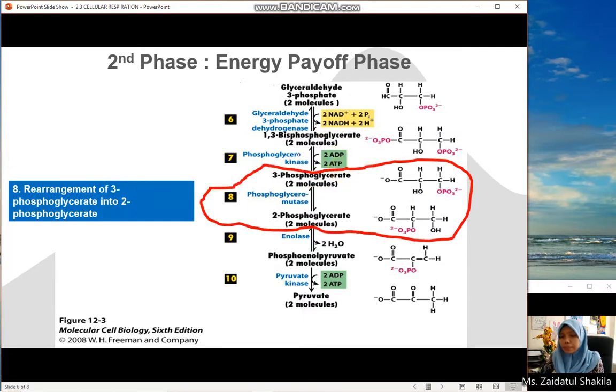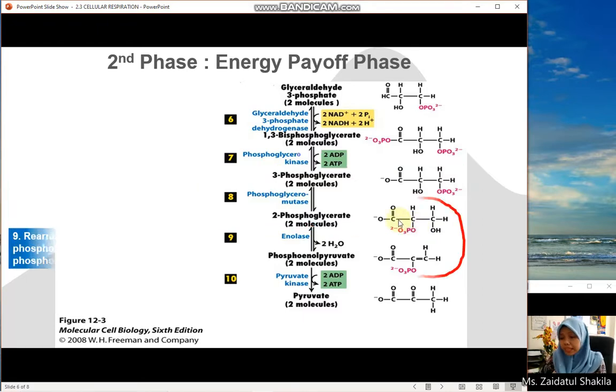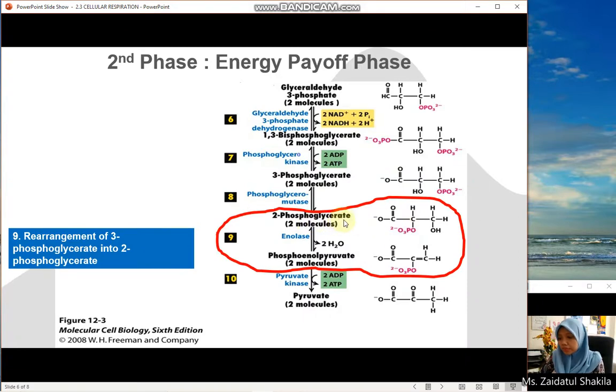Next is step number 8. 3-phosphoglycerate is rearranged into 2-phosphoglycerate. This reaction is catalyzed by phosphoglyceromutase. Look at the location of the phosphate group: the phosphate group on carbon number 3 moves to carbon number 2 in 2-phosphoglycerate. Step number 9: 2-phosphoglycerate is converted into phosphoenolpyruvate by the enzyme enolase. There is removal of a water molecule.